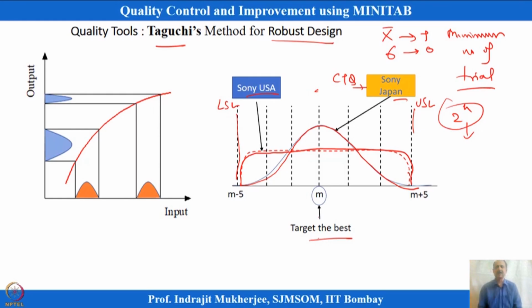This is a mentality known as goalpost mentality in earlier days, because of monopoly. They are producing within the specification, but the variability of this distribution is much more than the variability of this distribution over here. So, people are more satisfied with the voice of the process which has less variability, compared to the voice of the process delivered by Sony US. And Sony Japan delivers that based on the concept given as robust design.